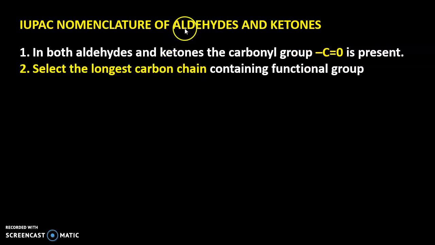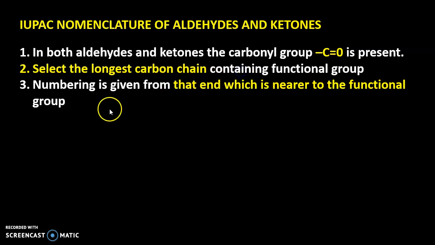So while naming aldehydes and ketones we have to select the longest carbon chain containing the functional group. If an aldehyde is there, then CHO will be the functional group, and if a ketone is there, then C=O will be the functional group. So we have to select the longest carbon chain which has the carbonyl group. After selecting the longest carbon chain, we have to give the numbering. Numbering is given from that end which is nearer to the functional group, maybe aldehyde or ketone.